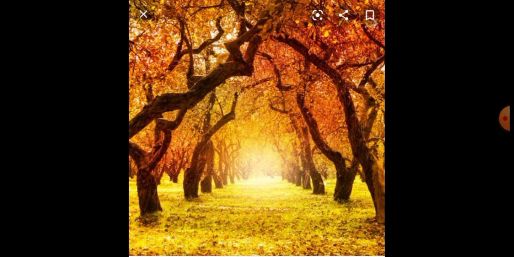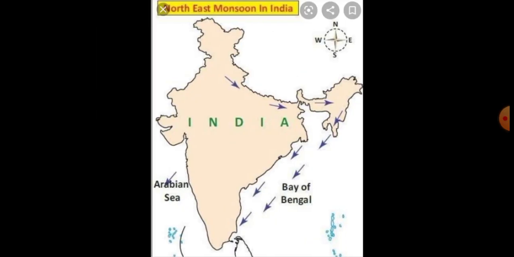Now we learned about India's four distinct seasons. I hope you understood the four distinct seasons. Just see this map, students. This is the northeast monsoon wind. This is also an important map, 10th standard portions map. It starts in the month of October and it will end in the month of December. The southwest monsoon wind returns from the Indian landmass and blows towards the Bay of Bengal.